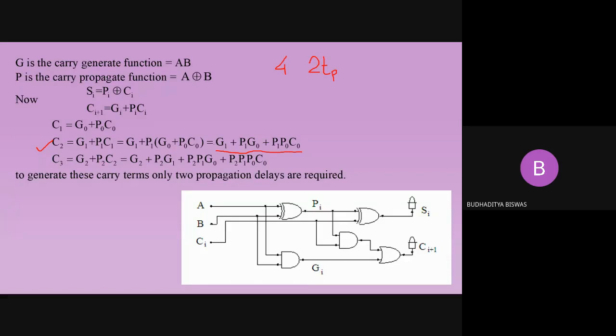Why? Because in the first TP time we generate the terms P1 P0 C0 and P1 G0. In the same first TP time we generate these two terms, and in the next TP time we add the three terms together. So again 2 TP time is required to generate the term C2. Only here we require a 3 input AND gate. Now tell me how much time is required to generate the term C3.